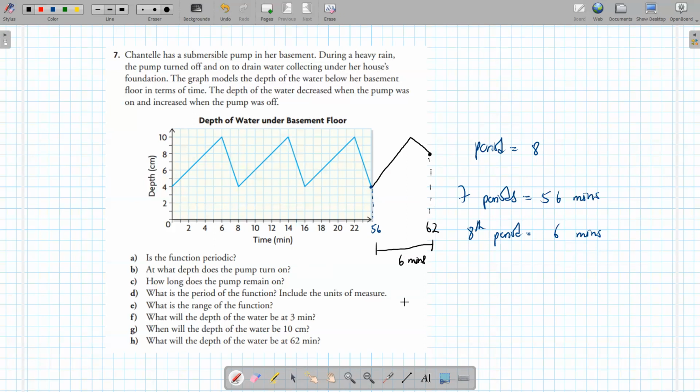It's 9. Or 9 or 10. 10? 10, exactly. So it'll be 10 centimeters. Cool. So this is using the properties of the thing being periodic.